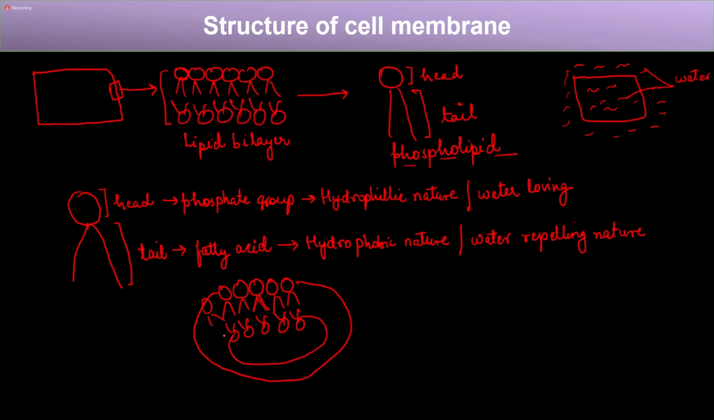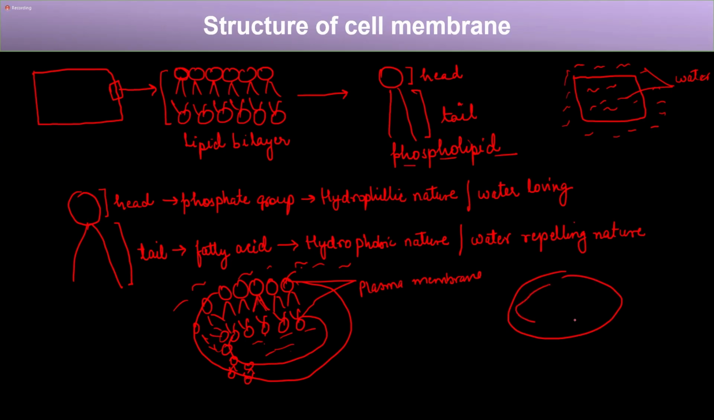This will look something like this, right? So this circular structure will together form the plasma membrane, in which the head region will be in contact with the water. This is water outside it, and this is water inside the cell, right? So the head region will be in contact with the water, while the tail region will be protected from the water. So if you talk about the plasma membrane, this is how a plasma membrane looks.